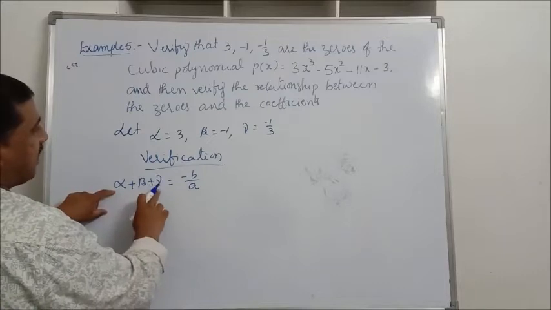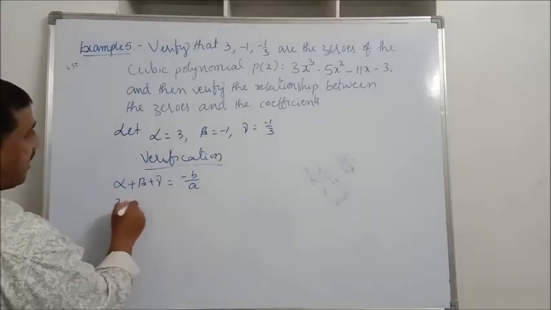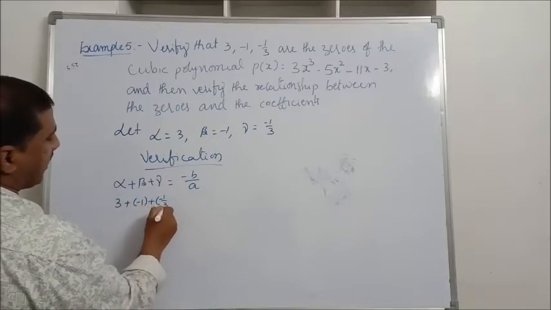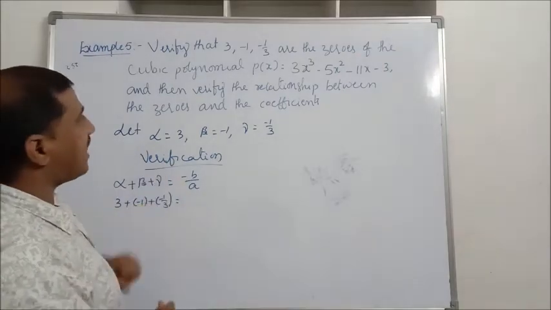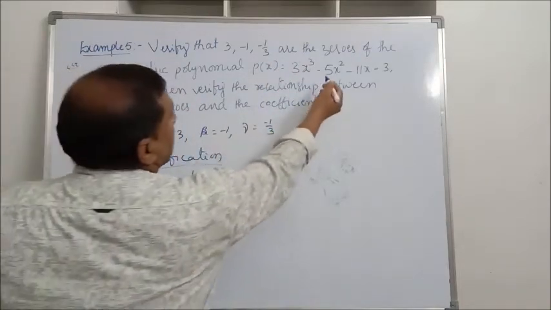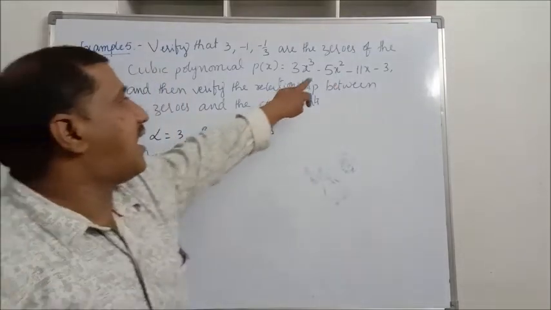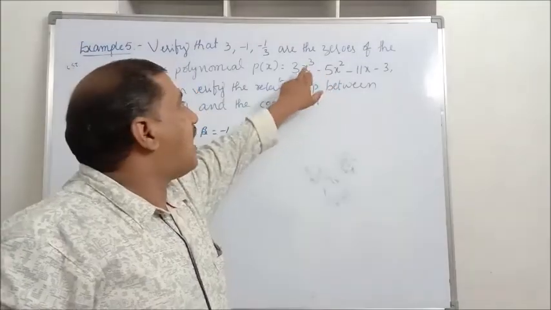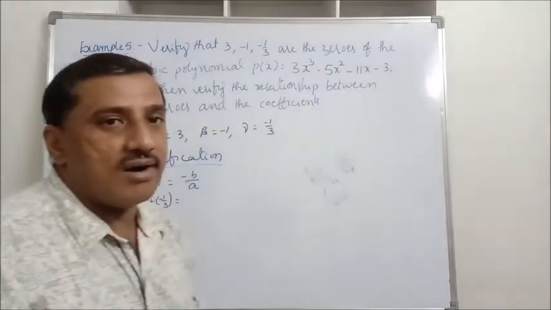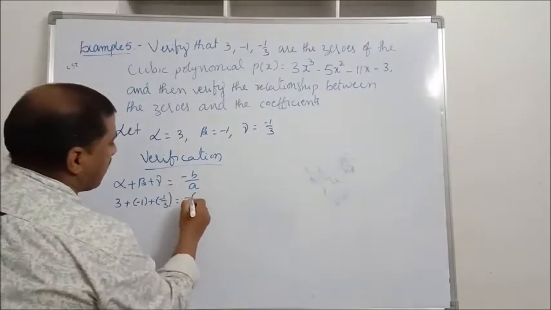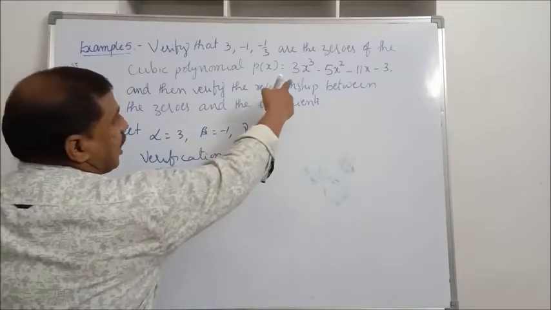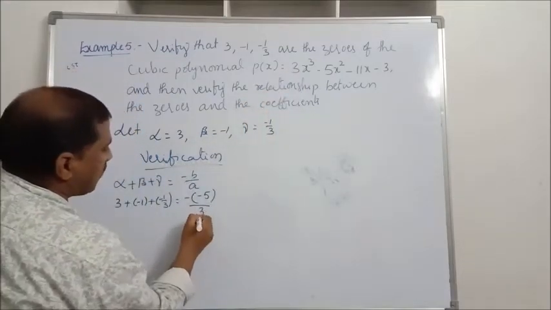Alpha plus beta plus gamma. Alpha it is 3 plus beta it is minus 1 plus gamma it is minus 1 by 3. That is equal to minus b by a. What is b? B is the x square coefficient. Here the x square coefficient is minus 5. The x cube coefficient is 3 and the x coefficient is minus 11. The constant is 3. Therefore minus of b is equal to minus of minus 5, divided by the x cube coefficient, that is a equal to 3.